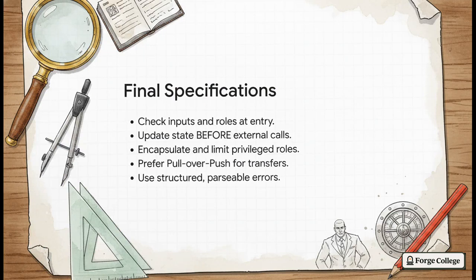So, to summarize these final specifications, check your inputs and roles right at the entry door. Always update your state before you make external calls, encapsulate and strictly limit your privileged roles, prefer pull-over push for any sort of value transfer, and finally, use structured, machine-parsable errors and events. This checklist isn't just for writing code. This is exactly the framework you're going to take into our next lesson, Introduction to Security Audits, where we'll learn exactly how auditors scrutinize your work.